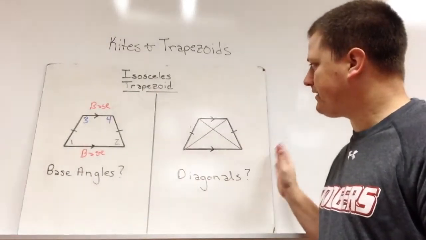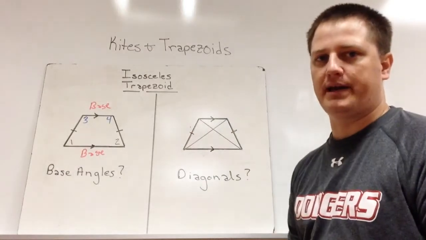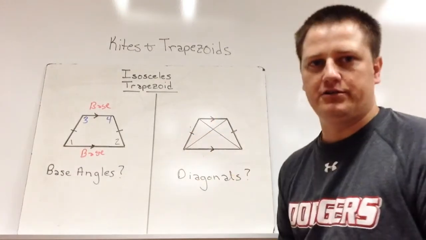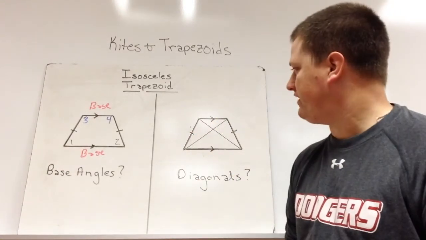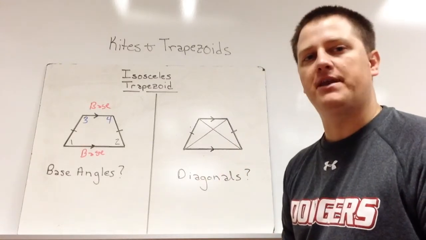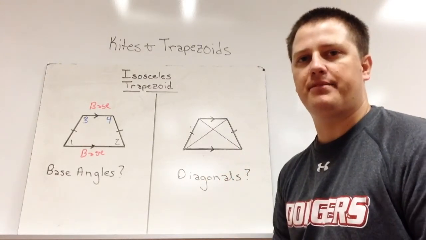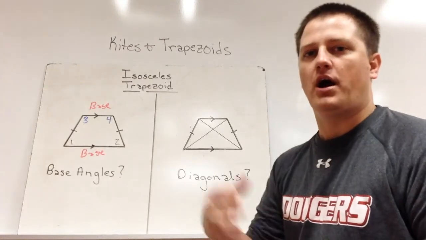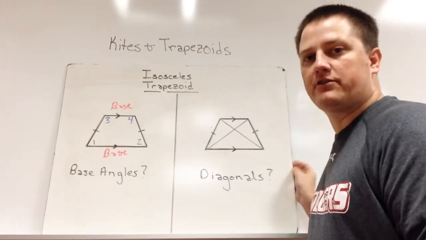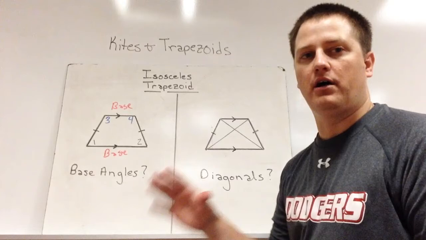Our last one is, we've got our isosceles trapezoid again. If we draw the diagonals, is there any connection that you can kind of tell from the diagonals just by the eye test? Alright, please come with your answers to class on all of these questions.